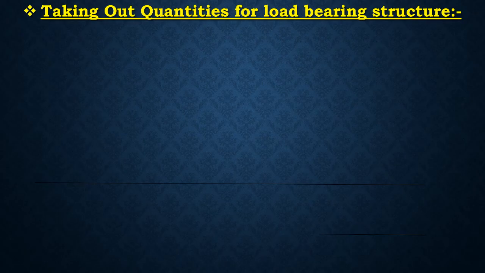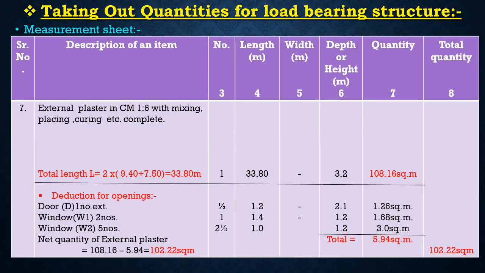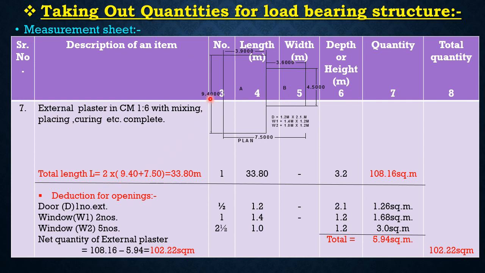Now calculate the external plaster. External plaster in CM 1:6 with mixing, placing, curing, etc. complete. For this, we first calculate the external perimeter. 2 into (9.4 plus 7.5) is equal to 33.80 meter. Then number is 1, length is 33.80 meter and height of building is 3.2 meter. Then quantity of external plaster is 108.16 square meter.